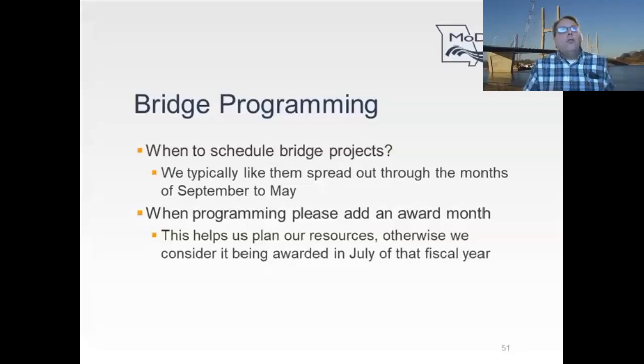Now, if you do put an award month in there, and let's say you award it in April, that gives us about 8 or 10 more months to prioritize our limited resources. So when you do put something in the STIP for programming, we do ask that you put in an award month to help us plan our resources. So that's all I have, and I'm going to turn it over to Patrick Hake.